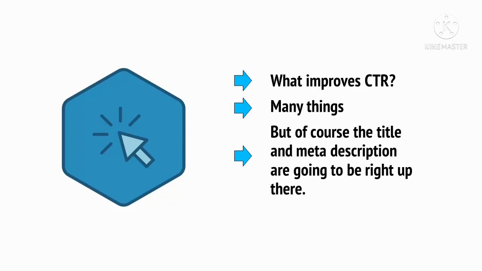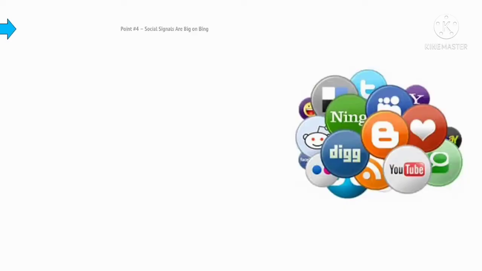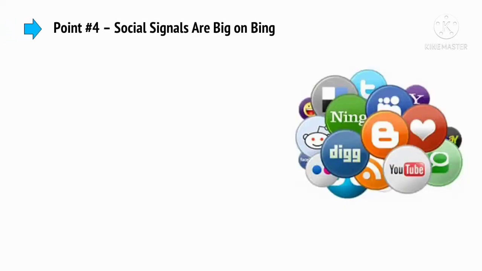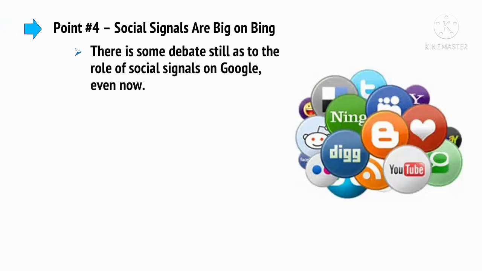Think about what will be interesting for someone who is searching for the key phrase that you're trying to rank for. Make sure there is a direct connection here and have all the signals pointing to the same topic. And learn how to write engaging titles and descriptions. Point number 4, social signals are big on Bing. There's some debate still as to the role of social signals on Google even now.